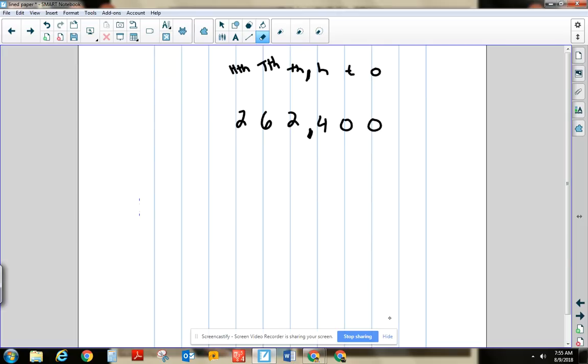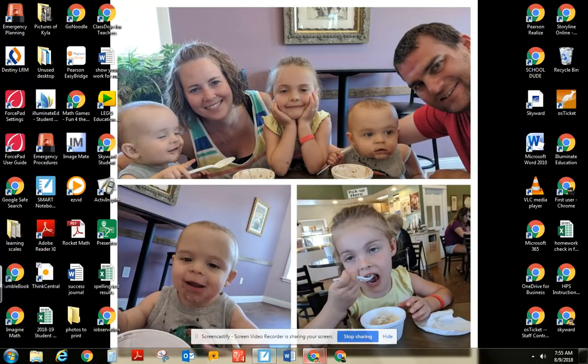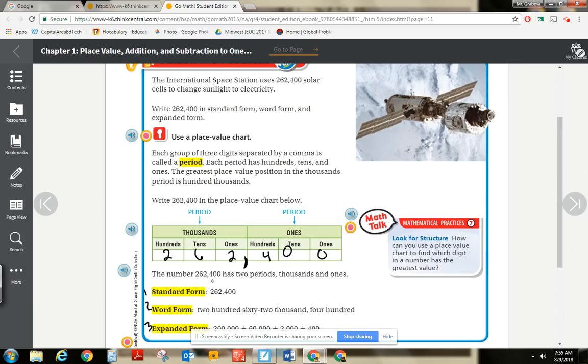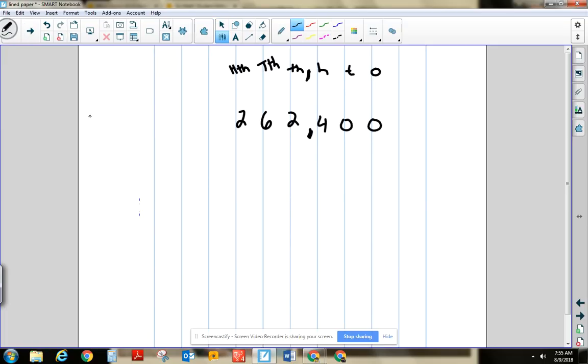Your book shows you vertically, I'm sorry, horizontally. I'm not a huge fan of looking at this horizontally. For me, math is more up and down, more vertical. It helps me line up my place value. So I'm going to go back to my notebook page here and show you expanded form. It's really important that we look at each place value when we blow it up. All right, so expanded form is going to look like this.